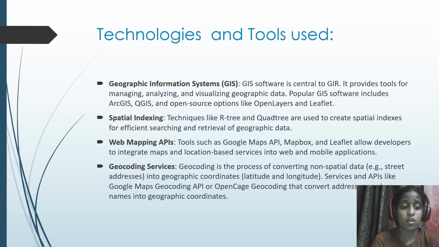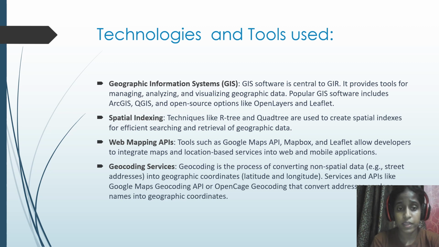Now, what are the technologies used in the GIR system? First is Geographic Information System. Geographic Information System is a software central to GIR. It is used for storing, managing, and analyzing geographic data. It allows for the creation of maps, spatial analysis, and data visualization.